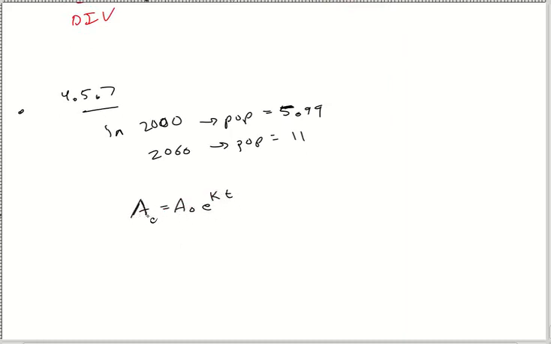That's A is equal to A naught. Naught means initial. It's your initial population. A is your final population. K is your rate. T is your time. This time it's in years. And there you go. There's your formula. Go! Figure it out.